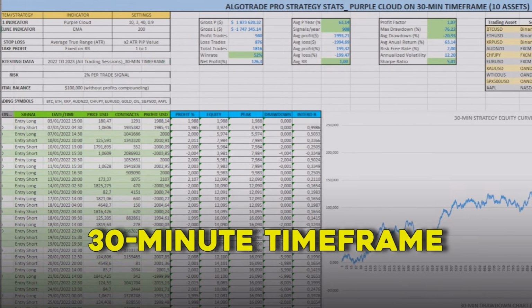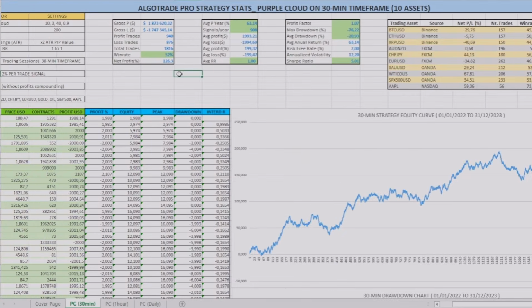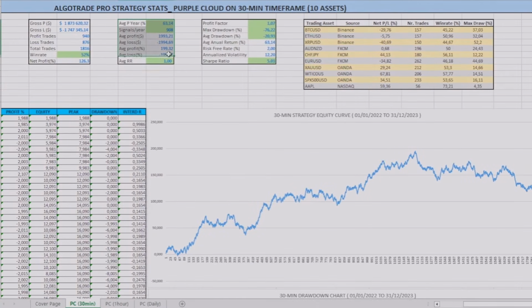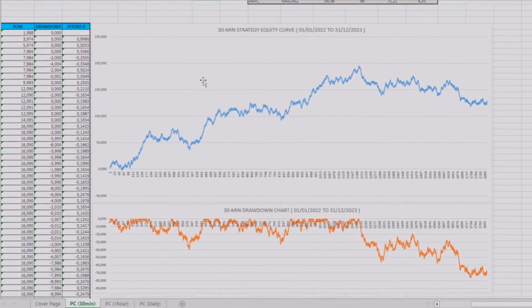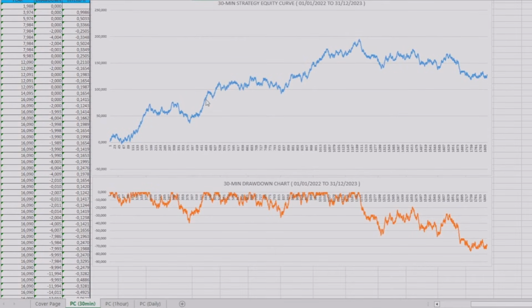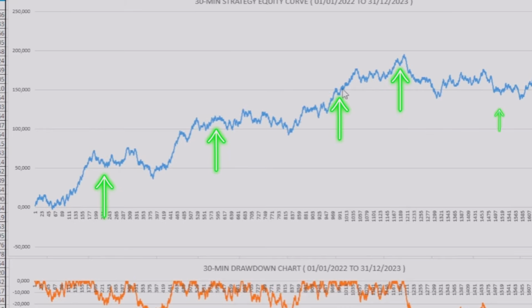In the 30-minute time frame, after more than 1,800 trades, it achieved a win rate of 52% and a net profit of 126%. Here you can check other metrics like the profit factor and the average drawdown, and also the results of every single asset. By looking at the equity chart, we can verify that in this time frame, this simple strategy has some choppy moments and got a max drawdown value above what we would expect. But you can notice that despite this, it has a growth trend much better than most of the other indicators we have tested so far.